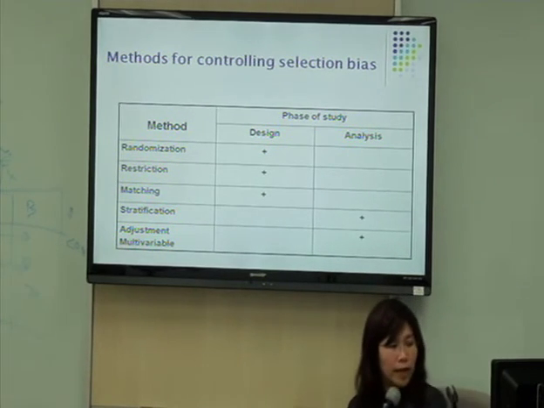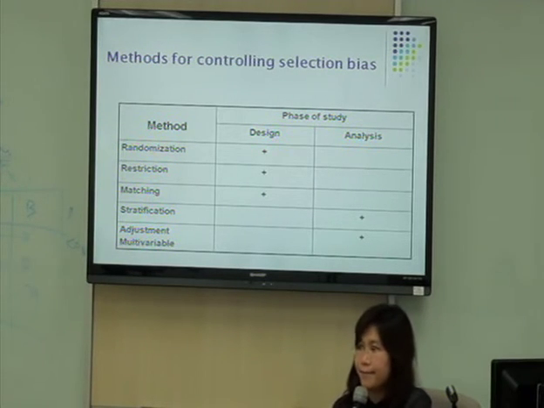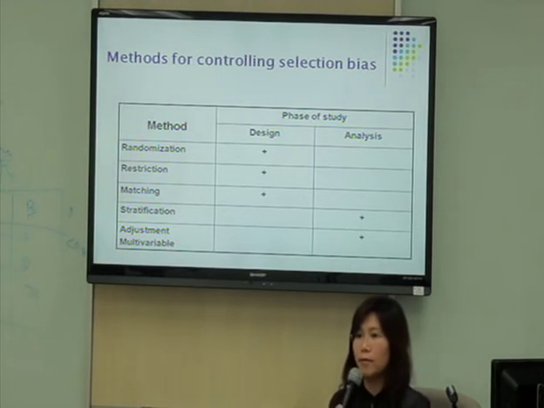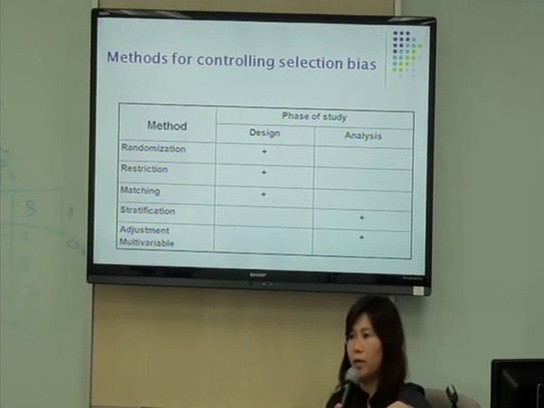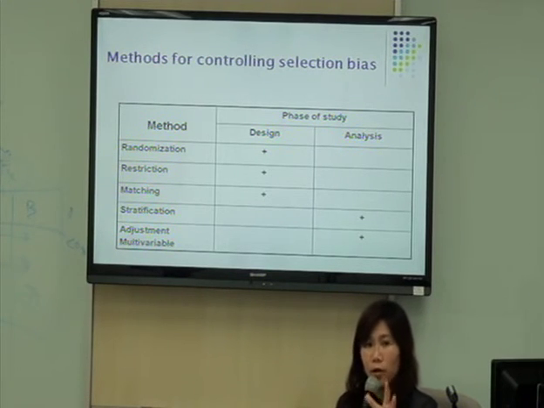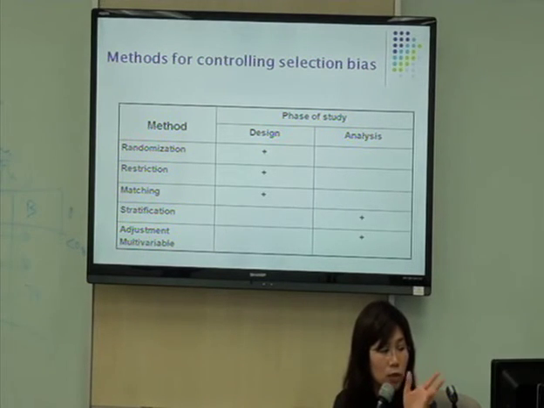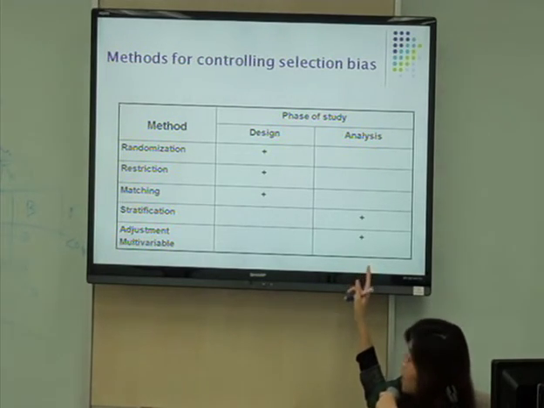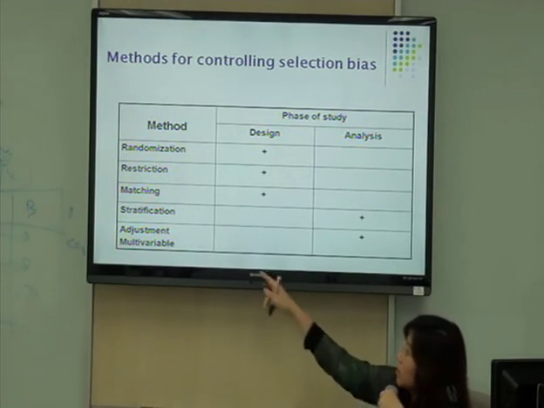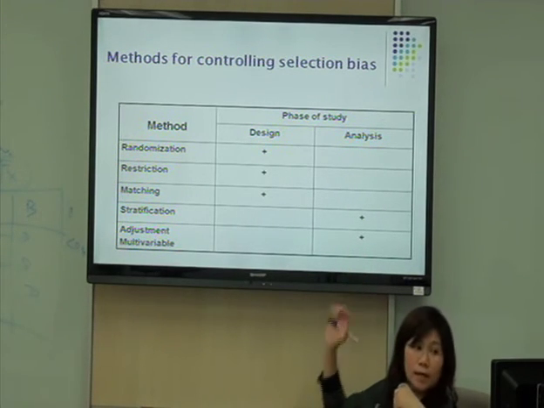The fourth one is stratification. Stratification means subgroup analysis. So you do subgroup analysis among male and subgroup analysis among female and look whether it has confounding factors or not, whether it has a different outcome or not. Or you do an adjustment in multivariate analysis. This uses statistics to adjust.